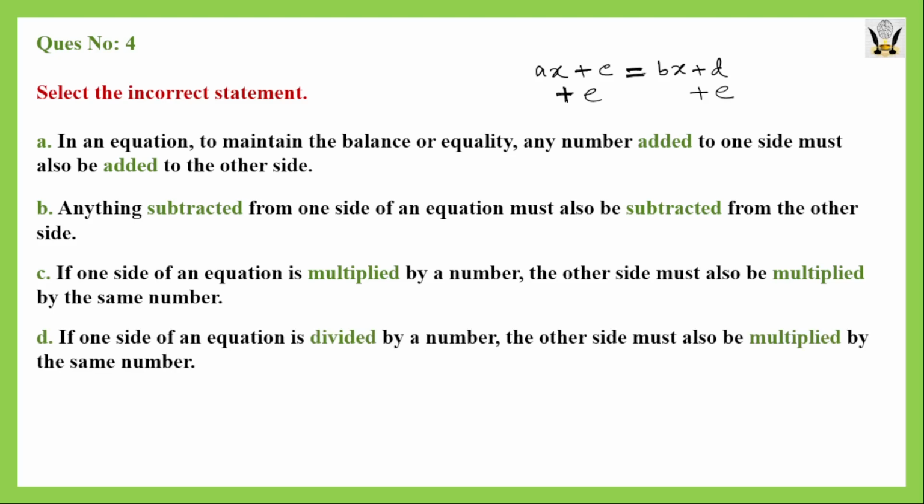Then the last one, let's see. If we have 4 options and one has to be incorrect out of 4, and since the first 3 are already correct, the last one has to be incorrect.